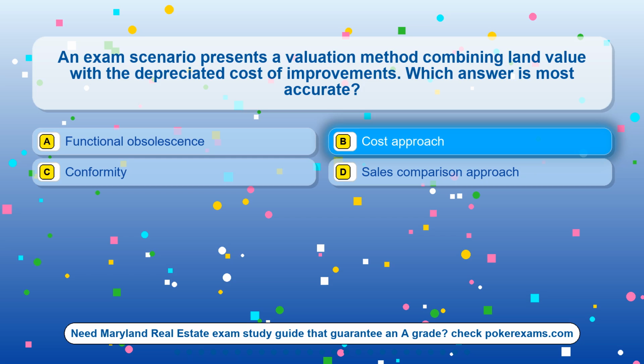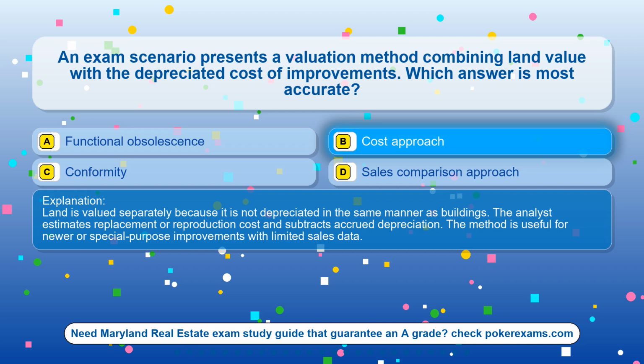The correct answer is option B, cost approach. Land is valued separately because it is not depreciated in the same manner as buildings. The analyst estimates replacement or reproduction cost and subtracts accrued depreciation. The method is useful for newer or special purpose improvements with limited sales data.